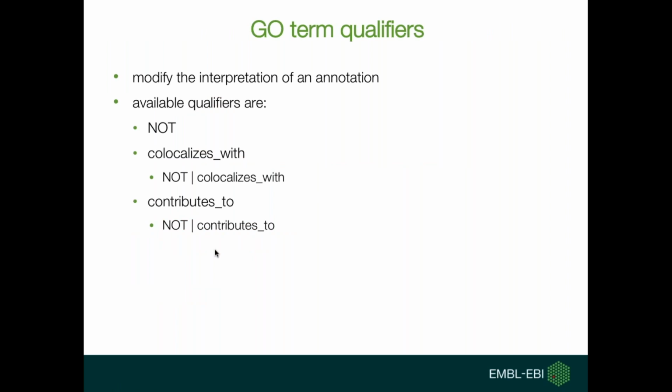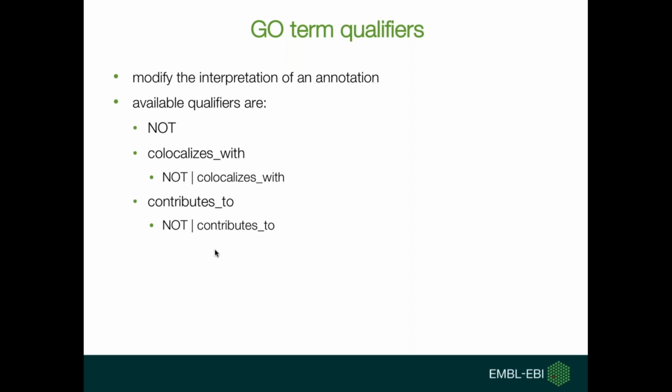Also, there are cases where we have two types of modifications to an annotation. The first one, and it's actually quite important for the new QuickGO, is the GO term qualifiers. And these modify the interpretation of an annotation. And the available qualifiers that we have are not, colocalizes with, and contributes to, and we also have not terms for those two. Now, what these actually mean is, in the case of, let's say we use the qualifier not, we had a gene product that we would assume has a particular function, but then it turns out it actually doesn't. So let's say a homologous protein would have kinase activity, but this particular gene product, though it is homologous to it, does not have it. So we would use the not qualifier.